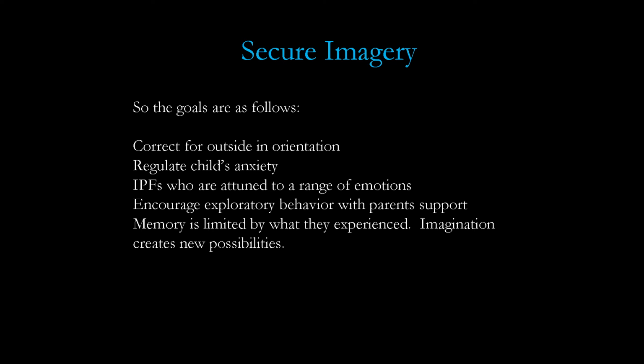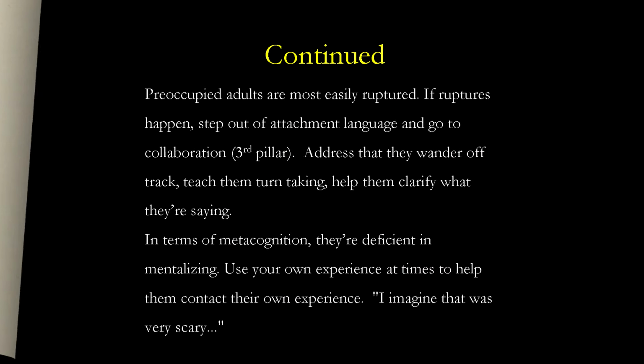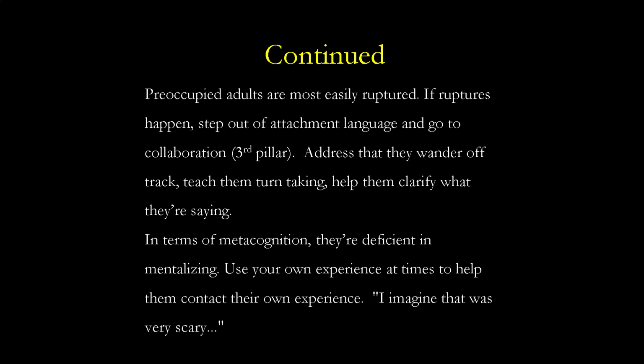Having a preoccupied partner means that there will be ruptures in the relationship. If ruptures happen, step out of the attachment language and go to the third pillar, which is collaborative abilities. Collaborate. Address that they are wandering off track. Teach them turn taking. Help them clarify what it is that they're saying.